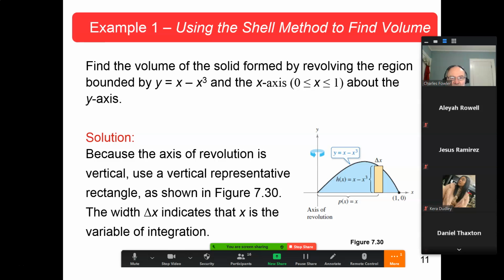Okay, anyway, there's your curve. Because the axis of revolution is vertical, going around the y-axis, that's obviously vertical, we'll use the vertical representation of a rectangle, okay, and the little delta x, which I wanted to call a dx, is your thickness. The height of that is merely the function value, and then the radius of that, the p of x, is just x, as x is going from 0 to 1. So there basically is your integral already set up for you.